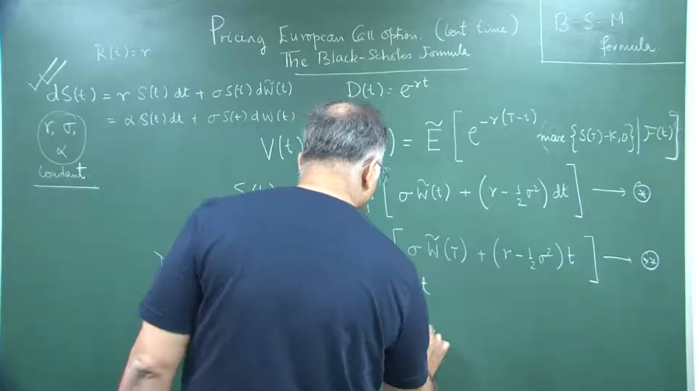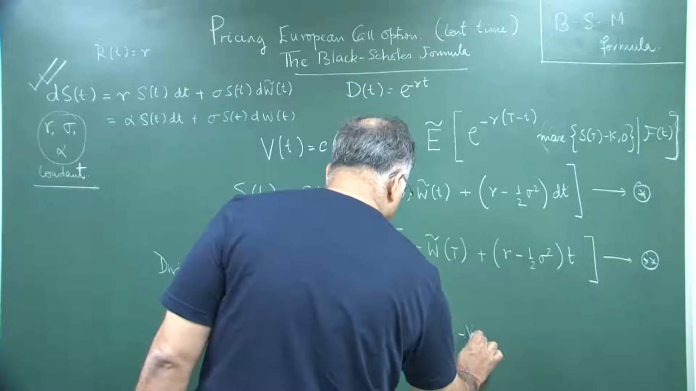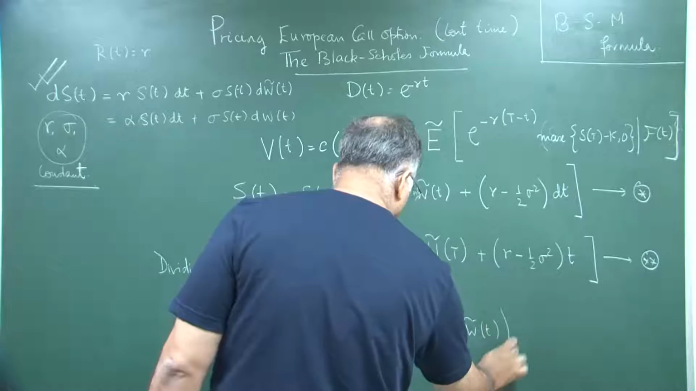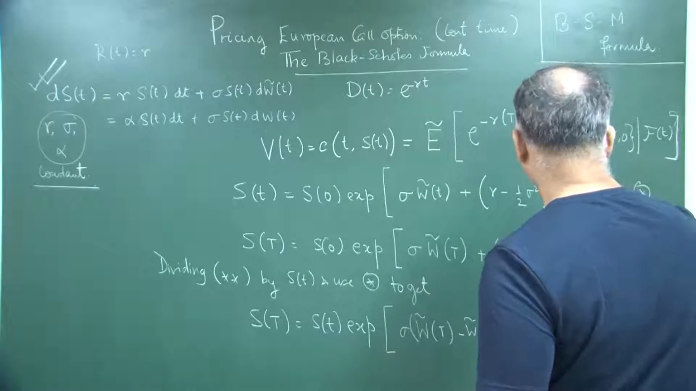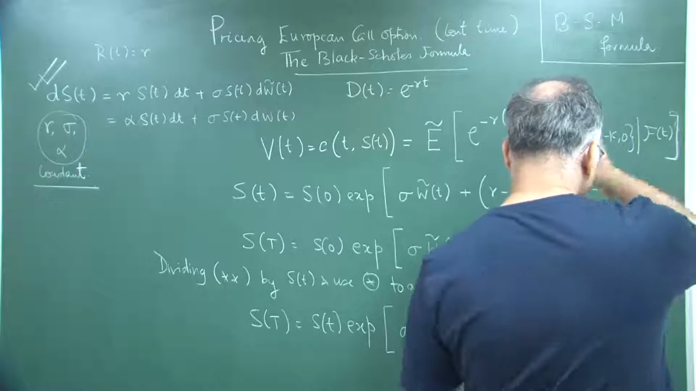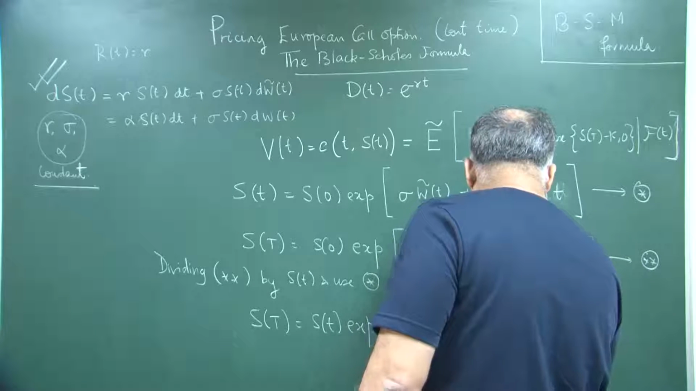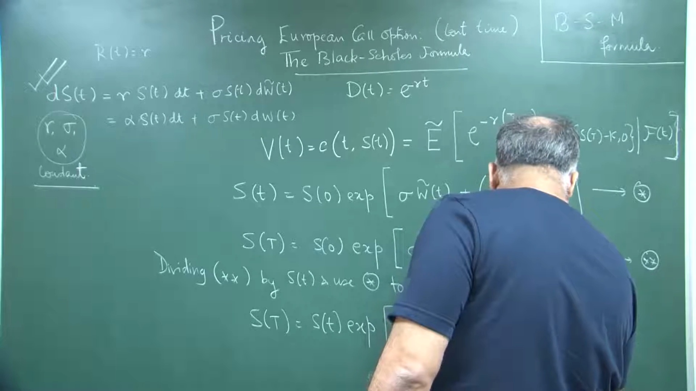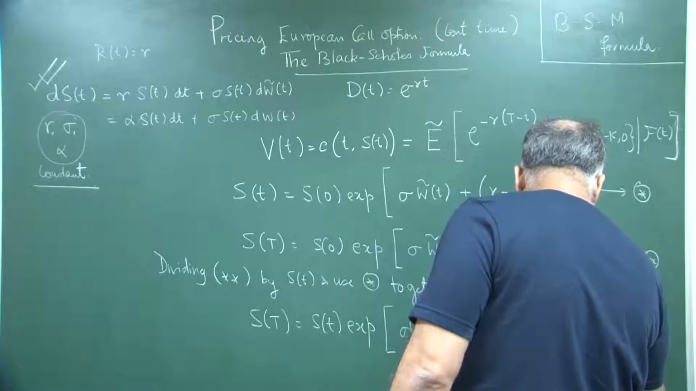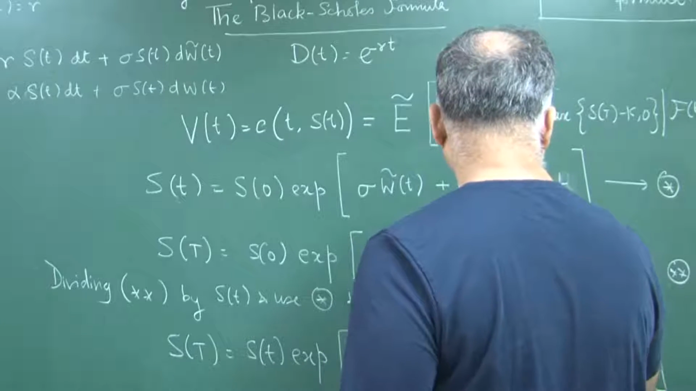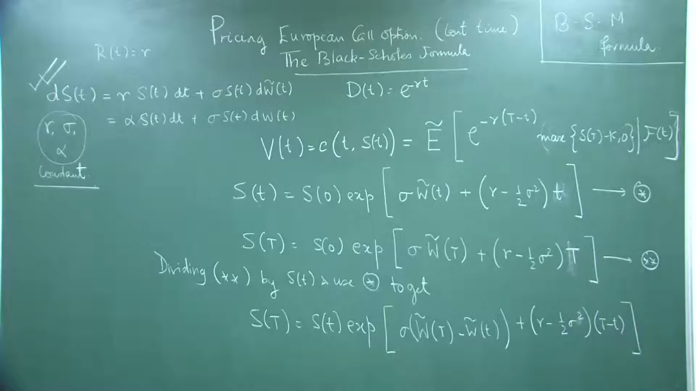sigma W tilde capital T minus W tilde small t, sorry, it is not dt, it is t. Here it is t, not dt, it is the integral 0 to t dt is t. So, plus r minus half sigma square capital T minus small t, that is what you will have. So, here also there is a change, right. So, here this will be capital T, this will be small t.